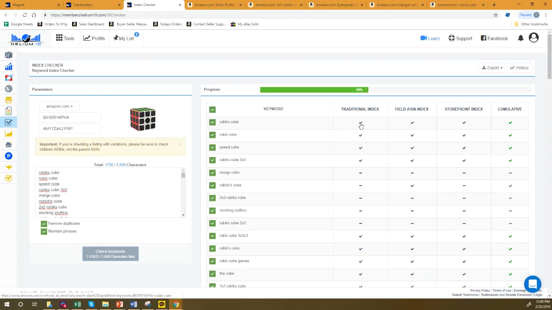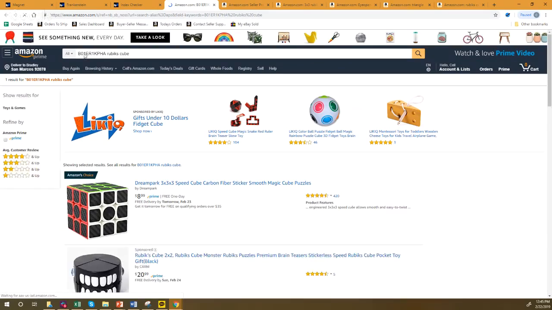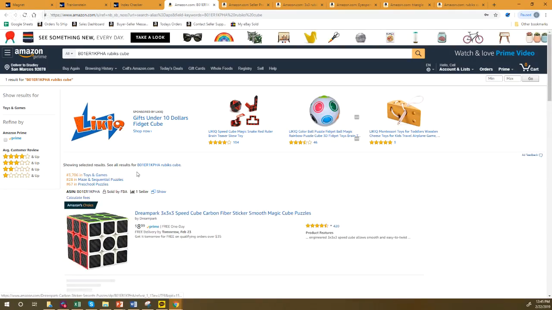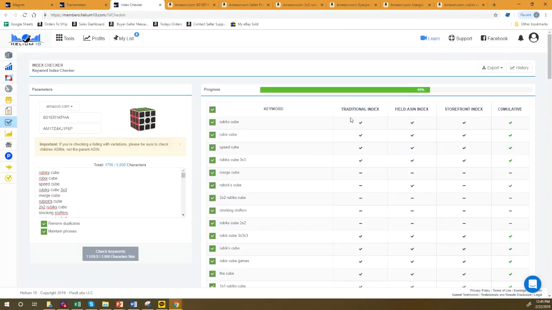We don't hide anything at Helium 10. We show you everything that we're doing. So what it does is it puts the ASIN plus the keyword, and then does anything come up? And look, one result, yes, this product came up. So that's why this says, yes, we are indexed. All right.